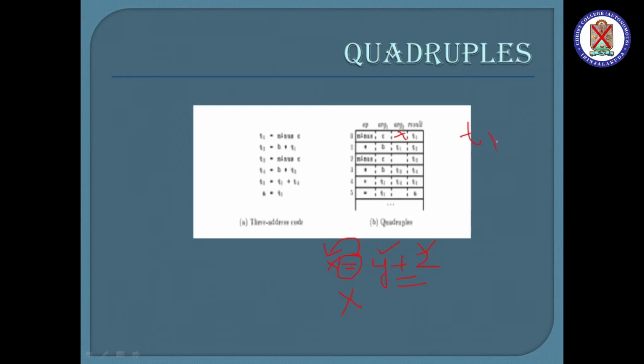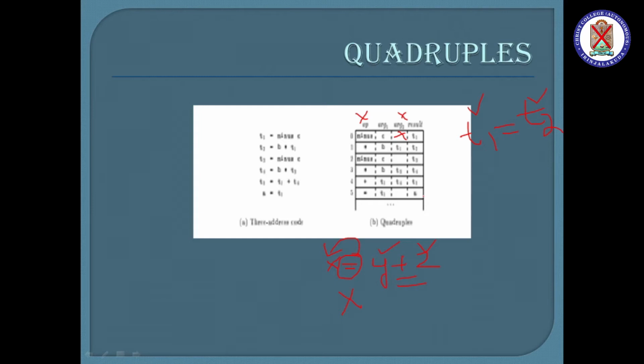Look at this: it is an assignment operator. Here two fields are not being used. Which two fields? Operator and argument 2 are not used. Only argument 1 and result are used. And that is another exceptional case.